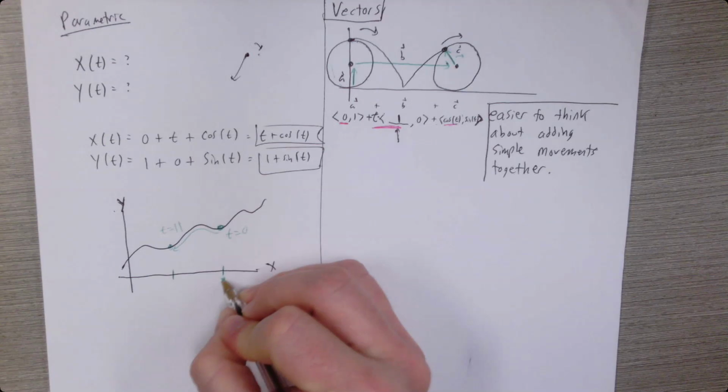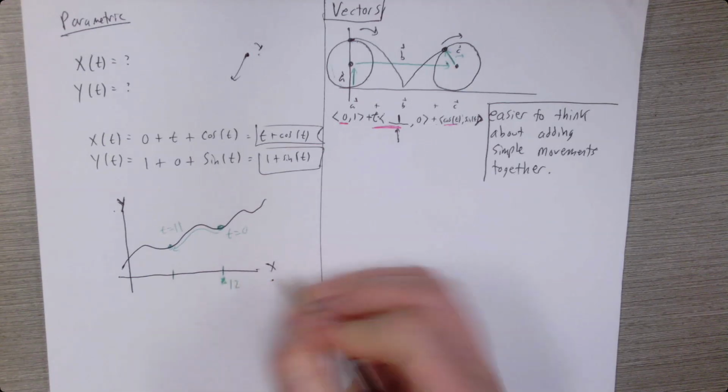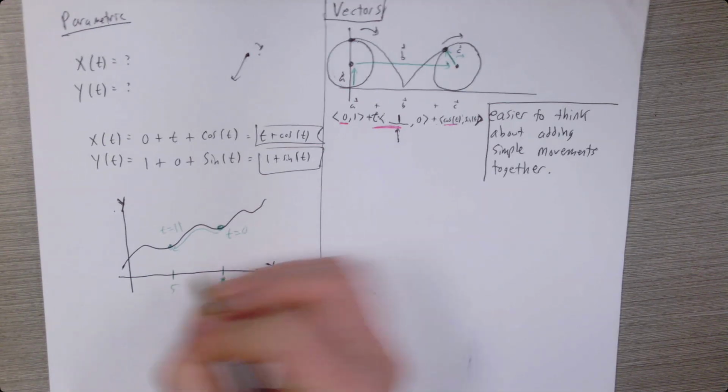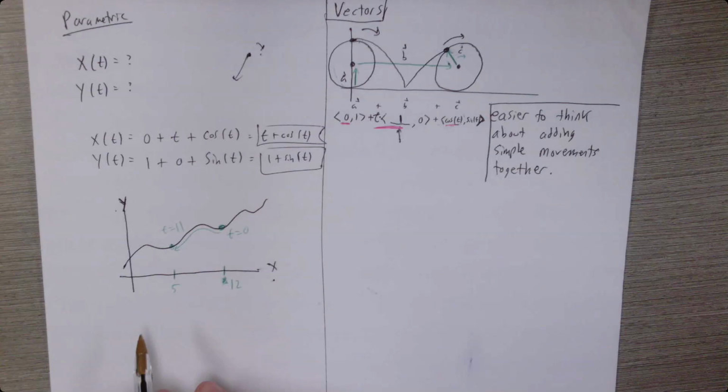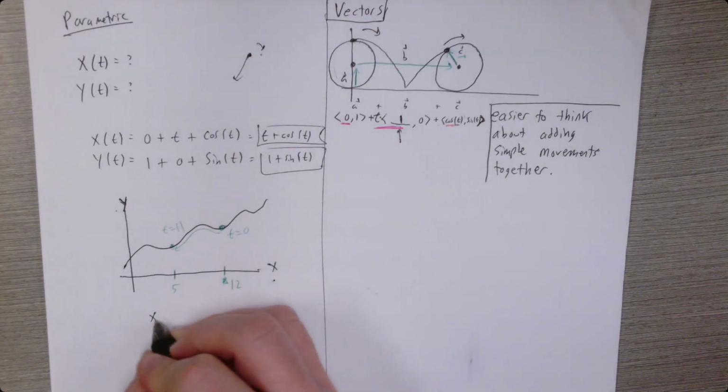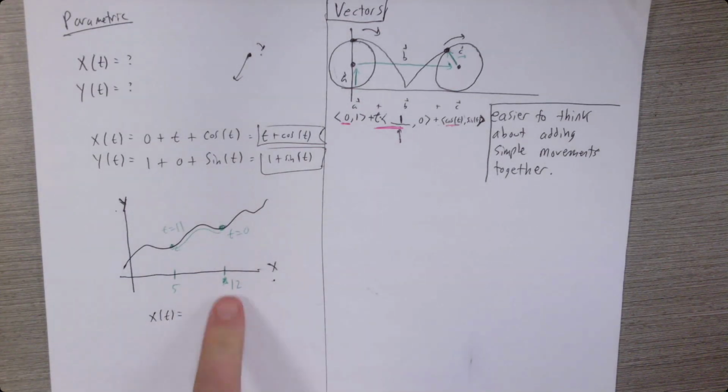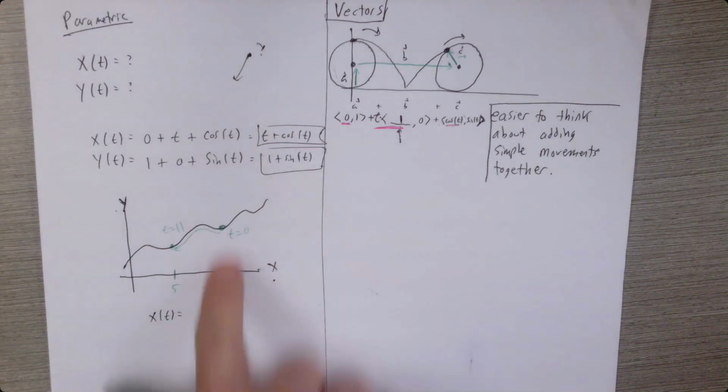Let's actually put some points here. So let's say this is x-coordinate of 12 and this is x-coordinate of 5. So it might be hard to think about this in terms of vectors, but if I can separate out the x movement separately, I can try and describe just the position of the x-coordinate as time changes. And I can forget the y-coordinate entirely.